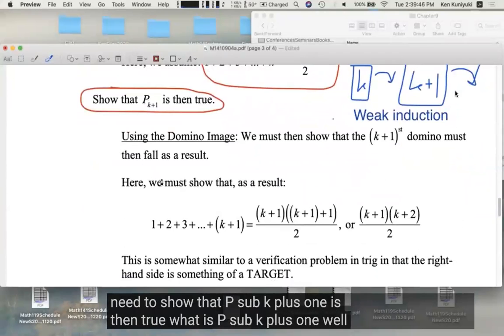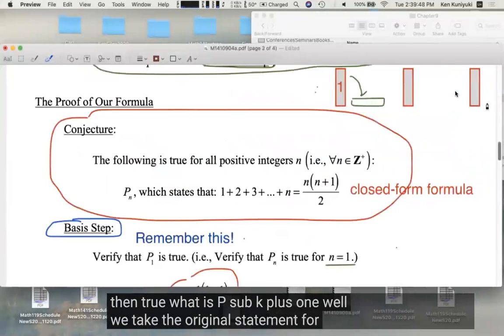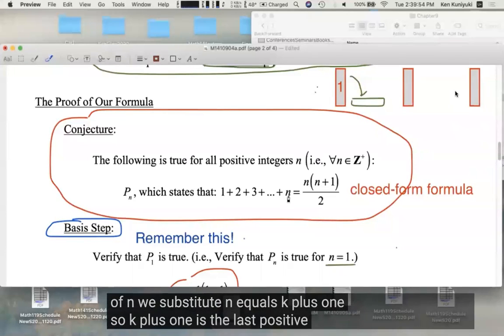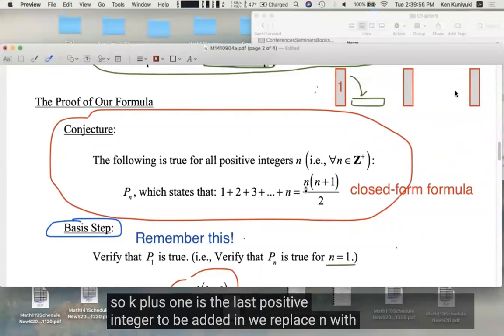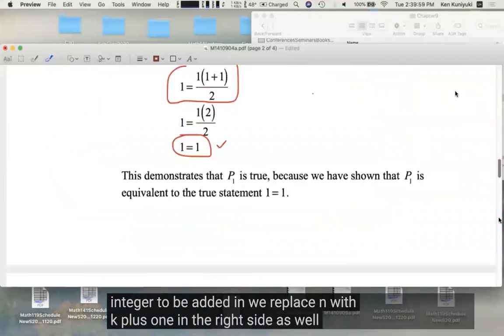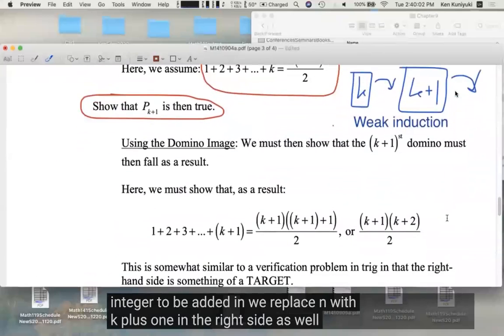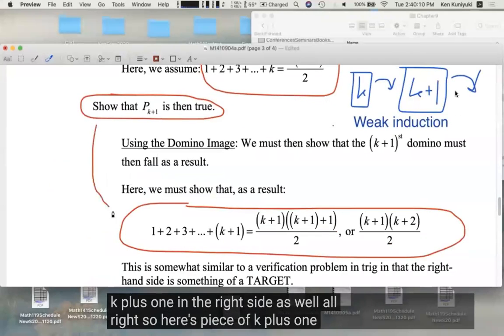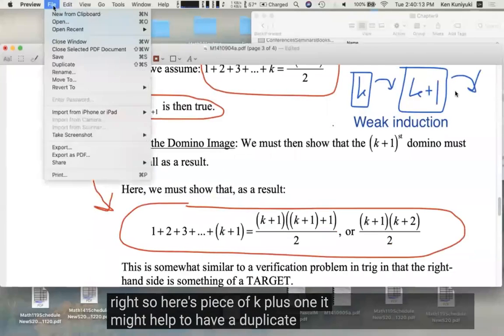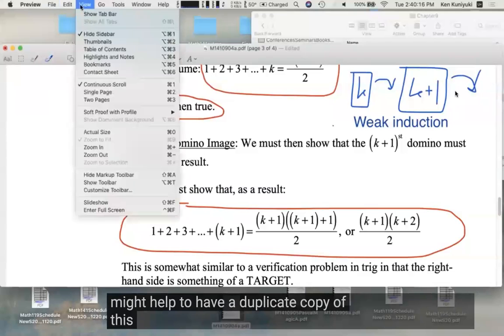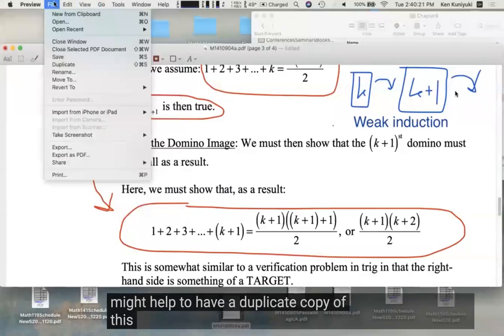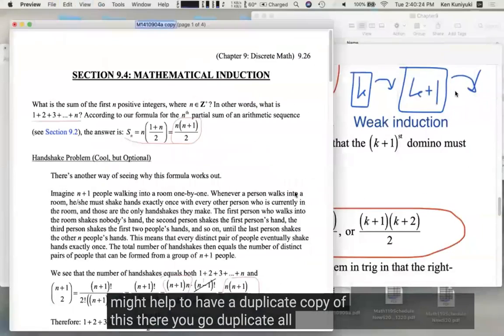What is P sub k plus 1? Well, we take the original statement for P sub n, we substitute n equals k plus 1. So k plus 1 is the last positive integer to be added in. We replace n with k plus 1 in the right side as well. All right, so here's P sub k plus 1. It might help to have a duplicate copy of this. There we go, duplicate.